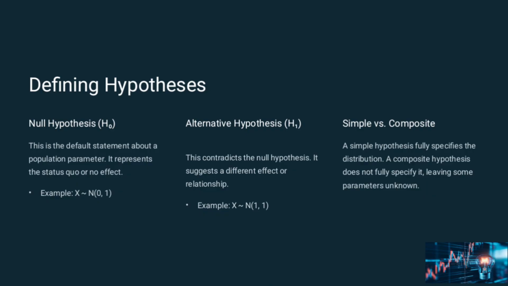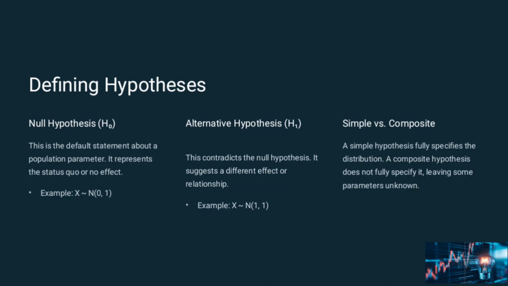This contradicts the null hypothesis. It suggests a different effect or relationship. Alternative hypothesis means this contradicts the null hypothesis and suggests there is a significant effect or relationship. For example, the alternative hypothesis to the above would be that the new drug does have an effect. Example, X approximately N(1,1).